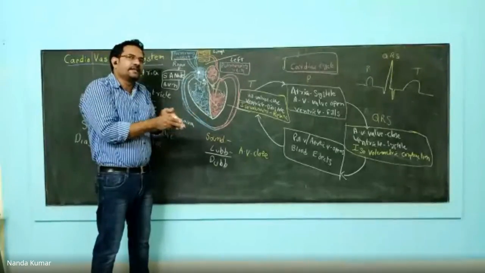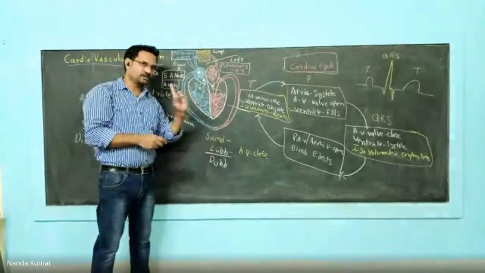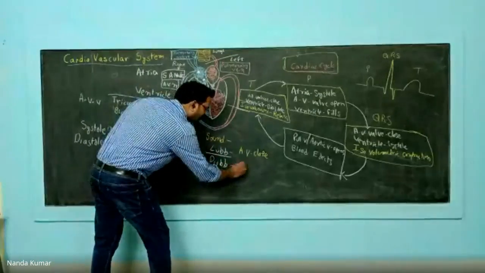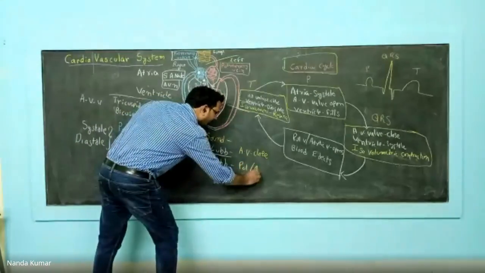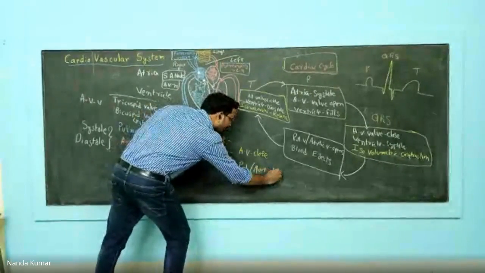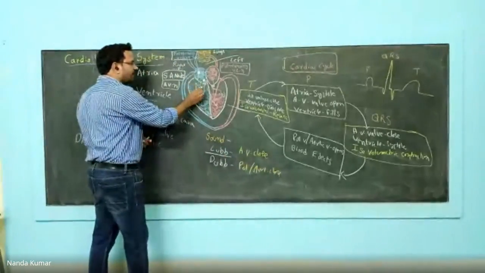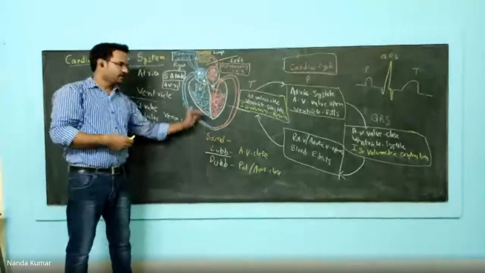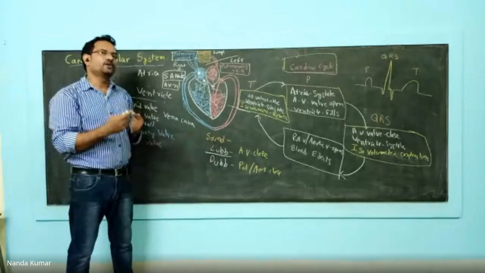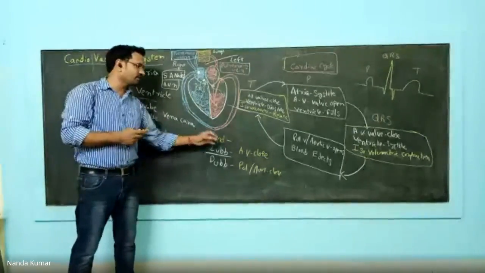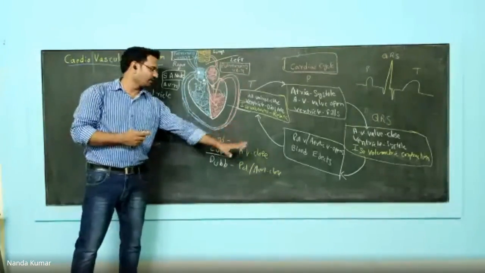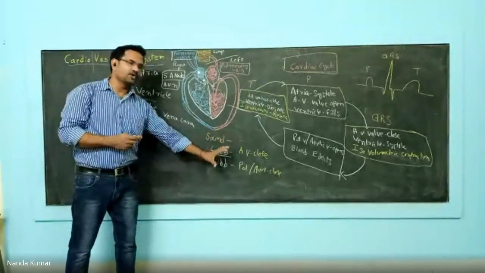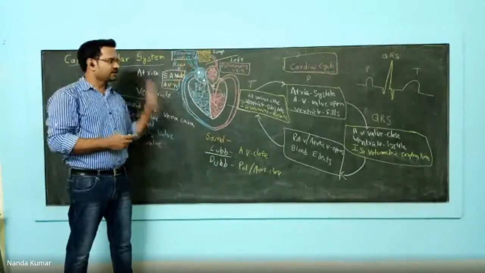When they close, it gives a sound. That is the Lubb sound, or the first sound, AV valve closure. Now the next sound is because of pulmonary valve and aortic valve closure. When this pulmonary valve and this aortic valve close, they give the Dubb sound. So heart sounds are because of valve closures. The first sound, or Lubb sound, is because of atrioventricular valve closure. The second sound, Dubb sound, is because of pulmonary and aortic valve closures.